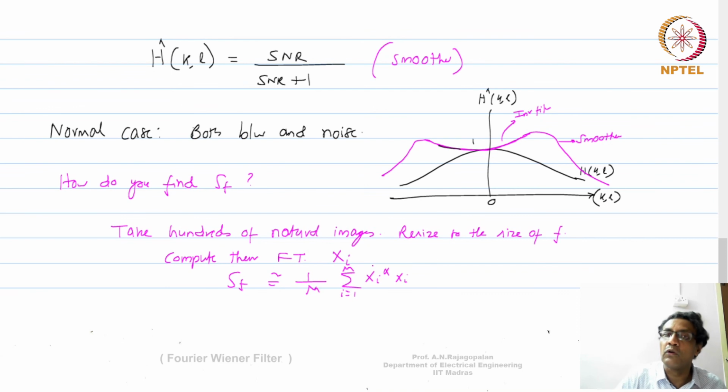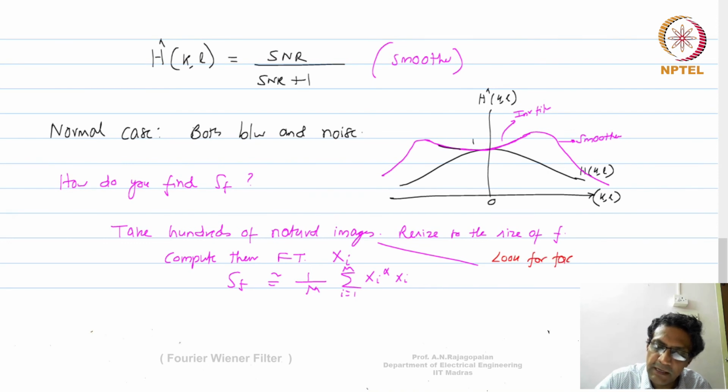If you knew a little bit more about F, suppose somebody told you that F is actually a face image, then I can do a little better. Now, instead of using natural images, I will go look for face images and take many of them. Then again do the same thing: take hundreds of face images, compute the Fourier transform, take the magnitude square and average it over all those images, and that can be taken as an estimate of SF.